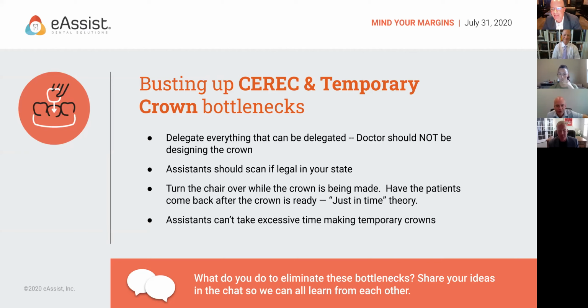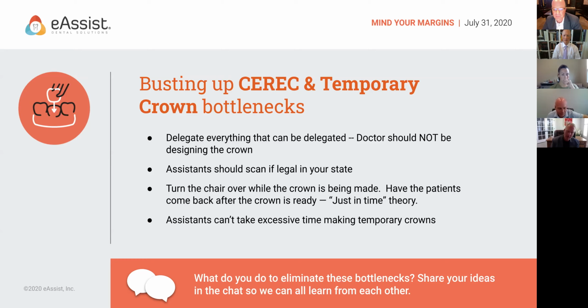But to be completely efficient, they can scan if legal in your state. I know that's a little bit of a gray area. If they can scan it, my assistants do a great job of scanning it. I check it, put the margin on, and then I let them. It was really hard for me to let the assistant take that from me, because I'm putting a permanent crown in their mouth. I really wanted it perfect. But I found that these assistants can get really good at designing crowns, and they get as good as I do. They just become a better assistant that way. So you let them do as much as they possibly can.